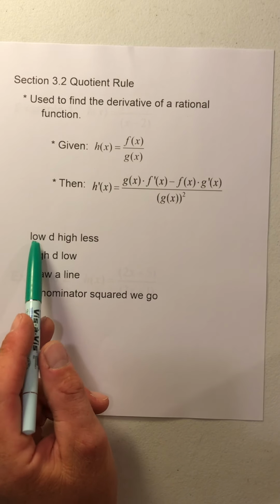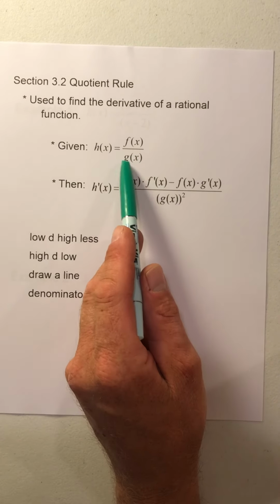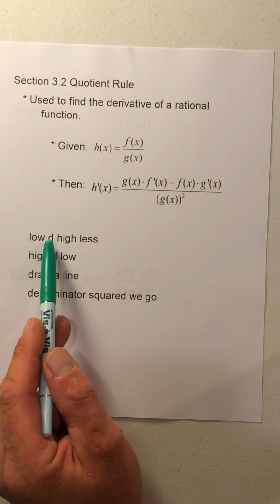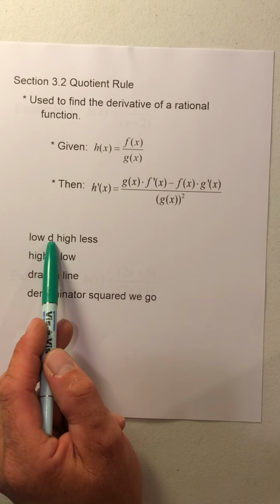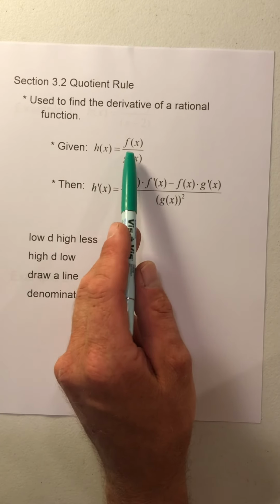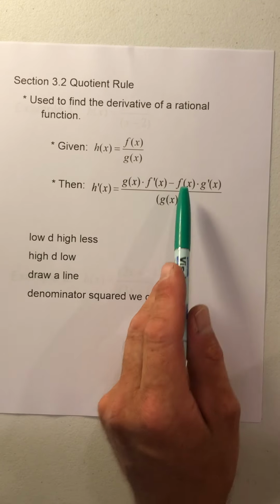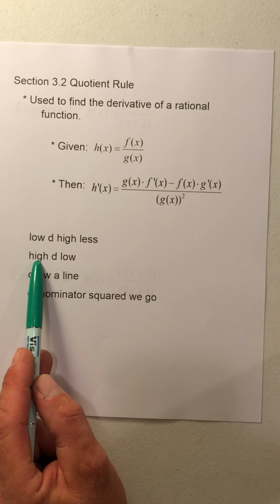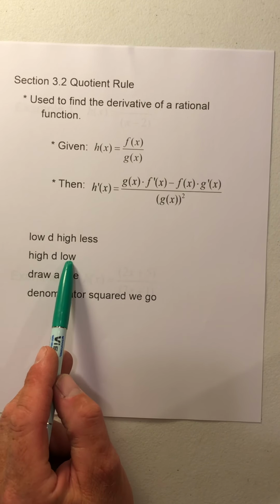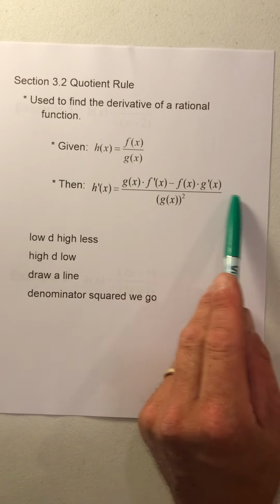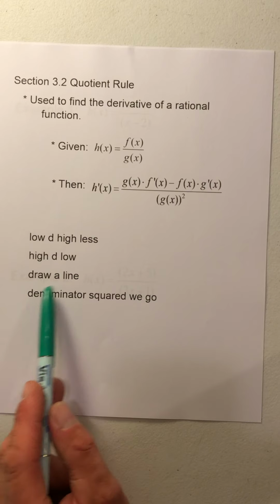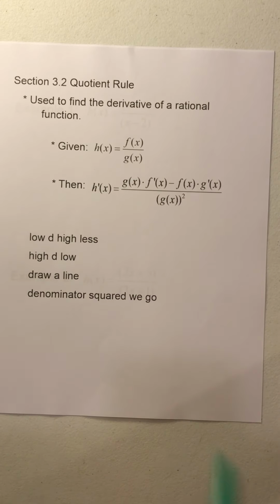So what does this mean? Low is our denominator, so it's the bottom part. D high: D means derivative, so we're going to take the derivative of the high, the derivative of the numerator. Less, minus, high d low: we take the numerator times the derivative of the denominator. We draw the line, so we make the fraction, and denominator squared we go. So we take the denominator and we square it.